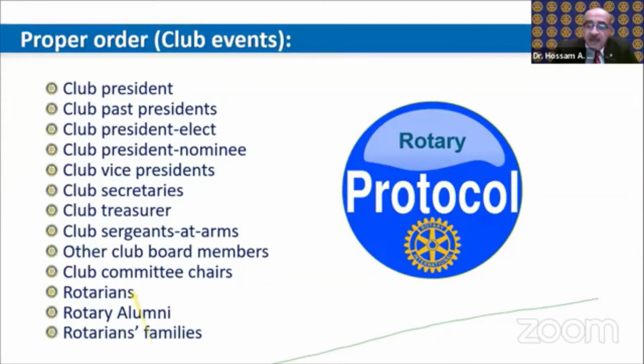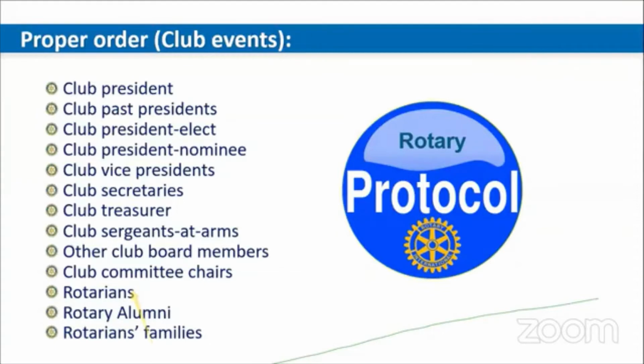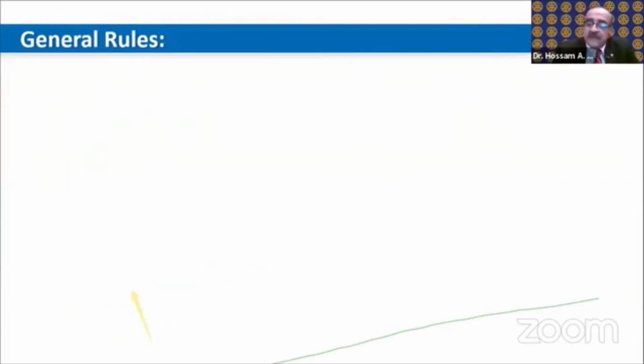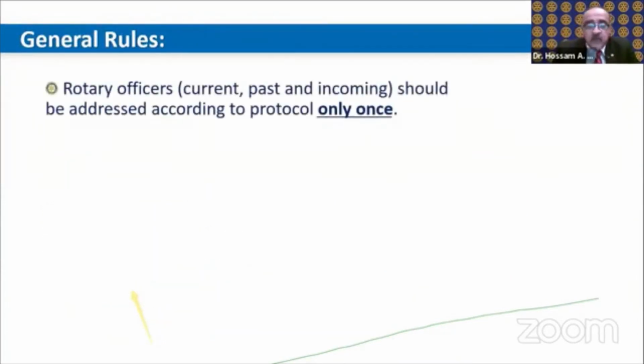I would also sometimes recommend that if someone from outside your club is accompanied by his wife or spouse, then we call his name followed by her name directly. You say, we would like to welcome so-and-so, president of such-and-such, and his wife, so-and-so, in such a way that the spouses come in the order of the original Rotarian who is attending.